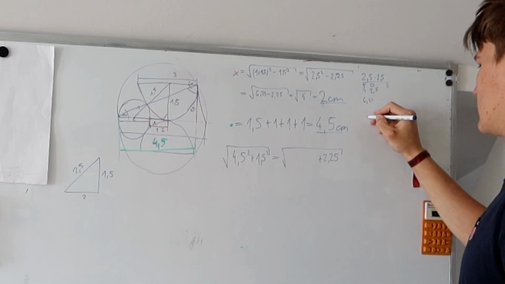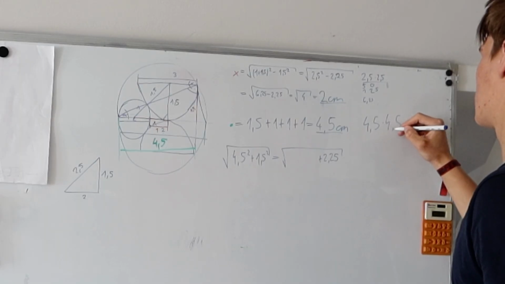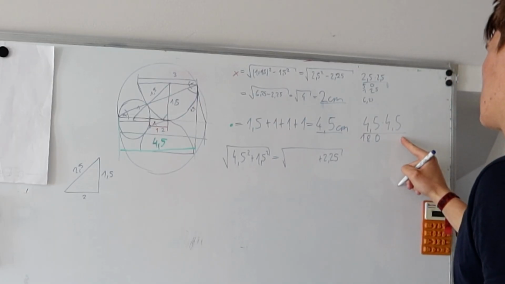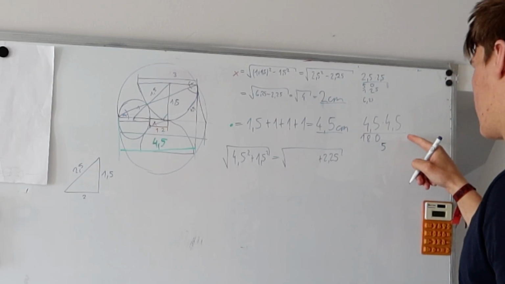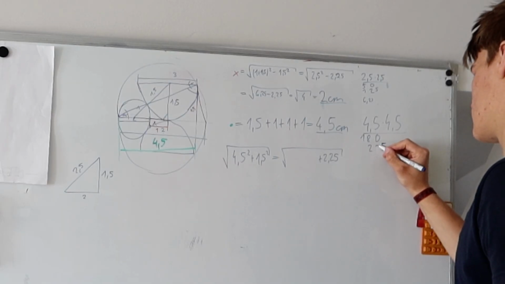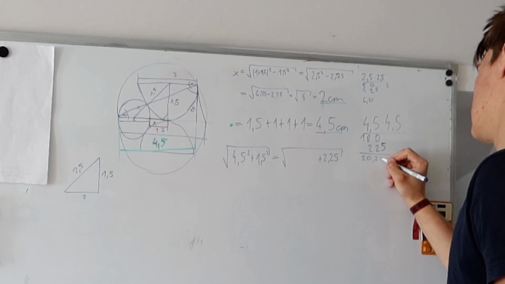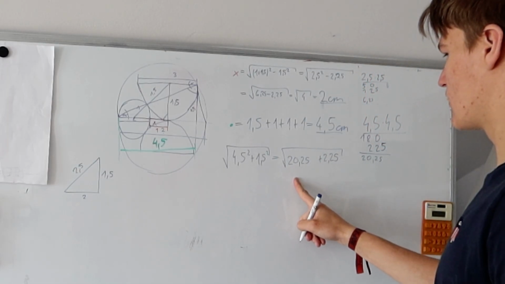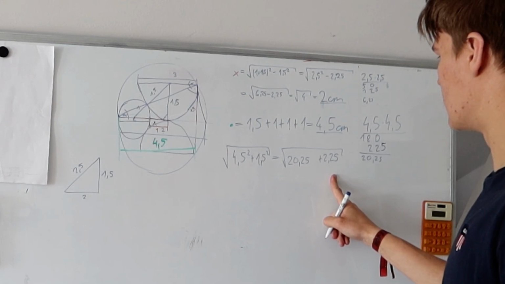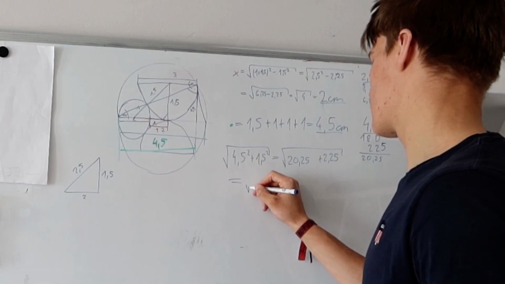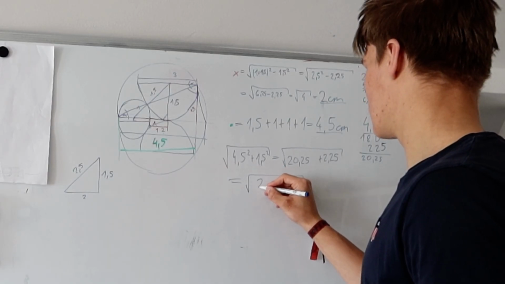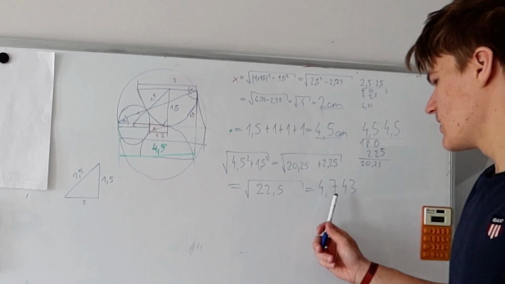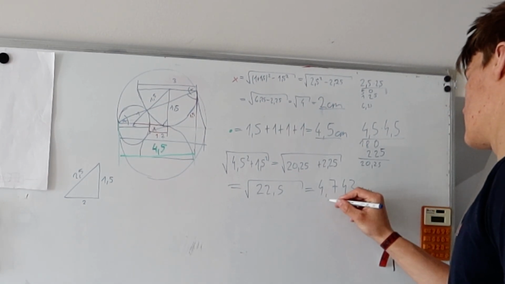4.5 squared is, I have to calculate that here again, 4.5 times 4.5, which is 20, 16, 18, and we have 5 times 5 is 25, 5 times 4 is 20, plus 2 is 22, 20.25. So we have 20.25 plus 2.25, which is just the same as the square root of 22.5. So we got 4.7 centimeters, right?